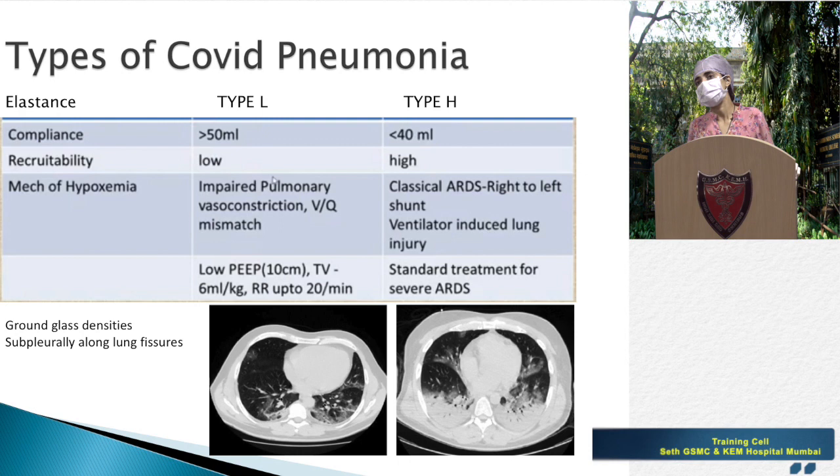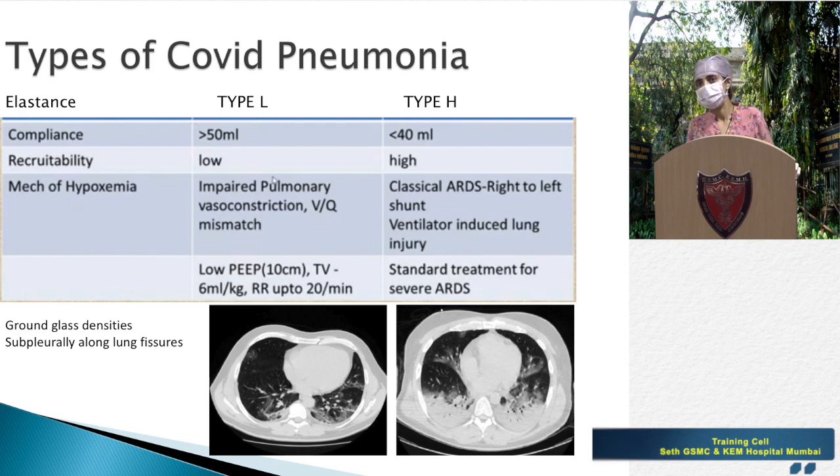And here it is like a classical ARDS, right to left shunt, ventilator induced lung injuries. So here you need a low PEEP and tidal volume of 8 to 10 ml, 6 to 8 ml per kg, respiratory rate up to 20, and here it is like the standard treatment for severe ARDS. And even CT scan will help you to delineate between the two.